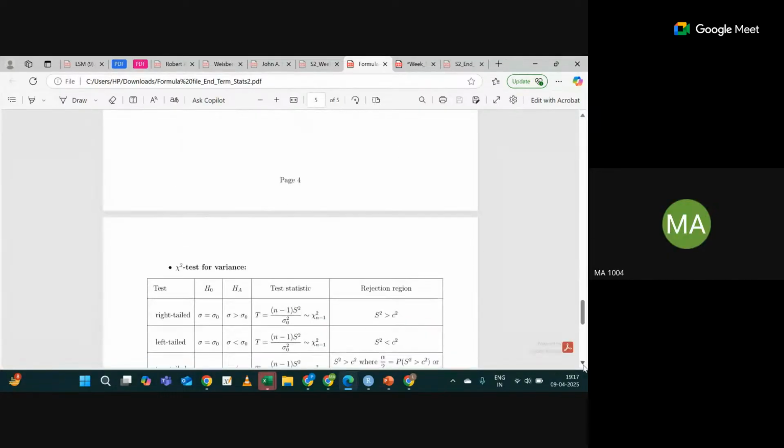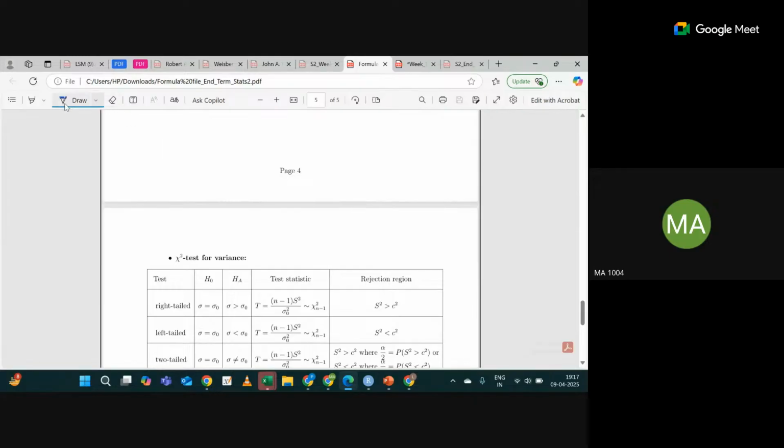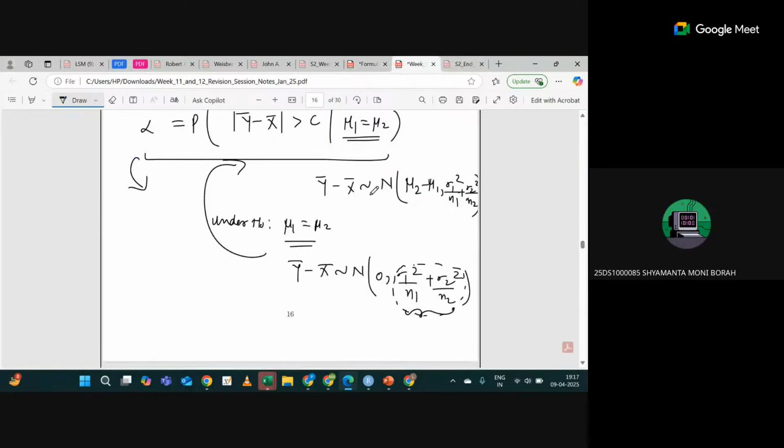The key thing is, whatever the test statistic, for right tail it will be greater than, left tail less than, or two tail, mod of t is greater than t critical. This t can be anything, whether it's x bar, y bar minus x bar, it doesn't matter. Okay, sure, thank you.